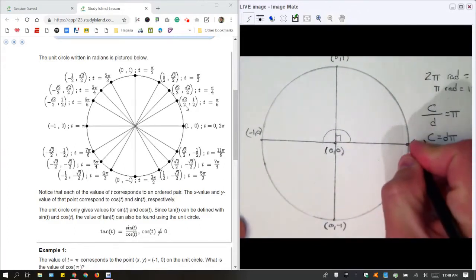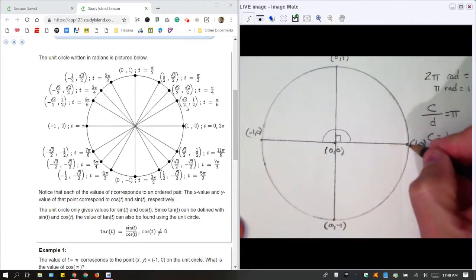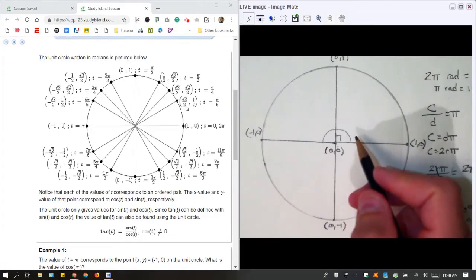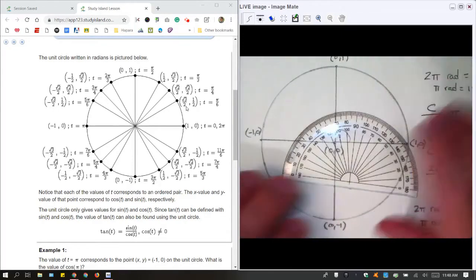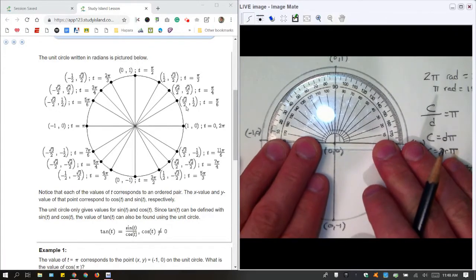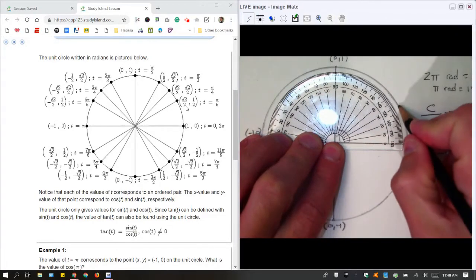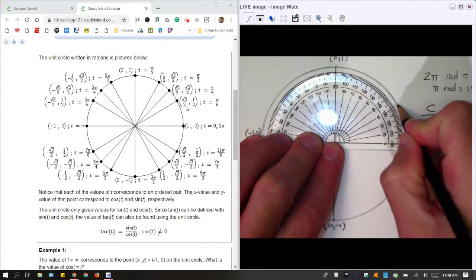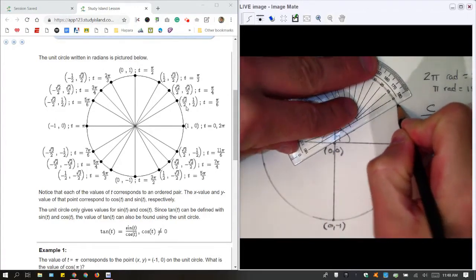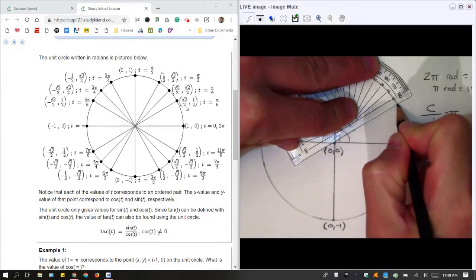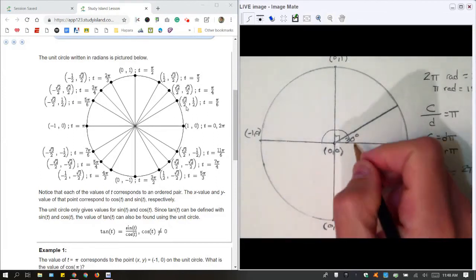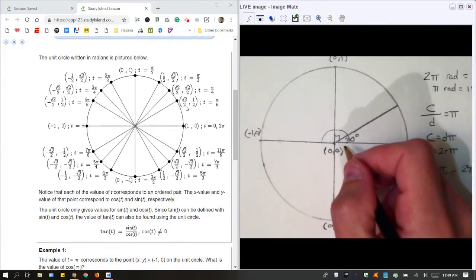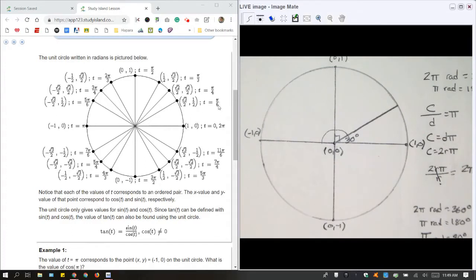If this is 1, 0, and I create an arc that goes 30 degrees, and I'm going to measure this just roughly. I'm not going to get an exact measurement on my protractor right here. But let's just say I have a 30-degree angle, right about there. If I make a 30-degree angle right there, that is equal to what we've already discussed in radians, pi over 6 radians. So 30 degrees is equal to pi over 6 radians.